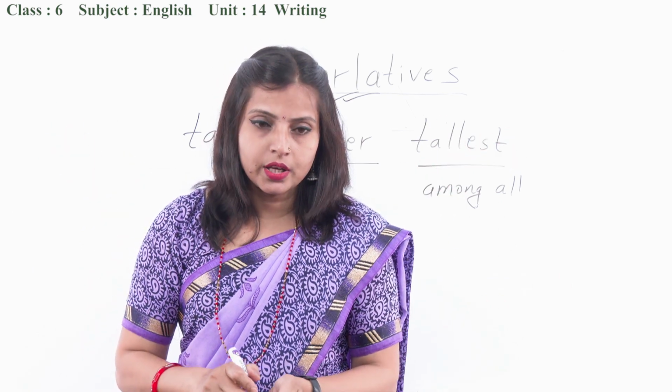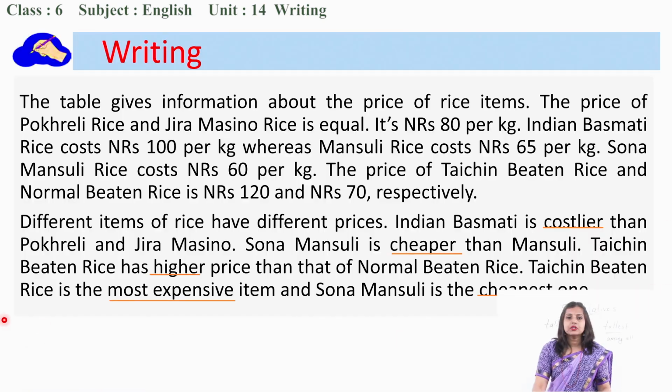Right. So, you see here what is written there. Taichin beaten rice is the most expensive. Among all the mentioned rice items, it is the most expensive. Sabai bhanda, haina? Likewise, Sona Mansuli is the cheapest one. The most expensive is Taichin beaten rice and the cheapest one, the one with the lowest price, is Sona Mansuli rice. Okay, so these are called superlatives. Likewise, you see cheaper, costlier, higher. What are they? Good, they are comparatives.